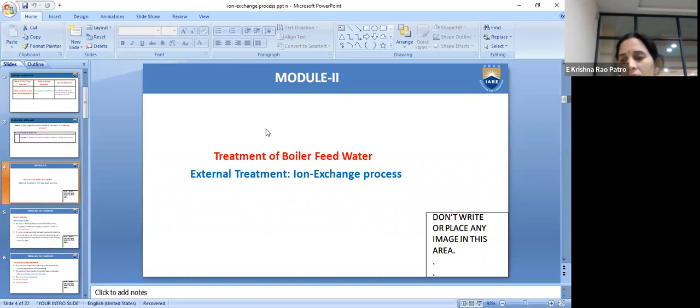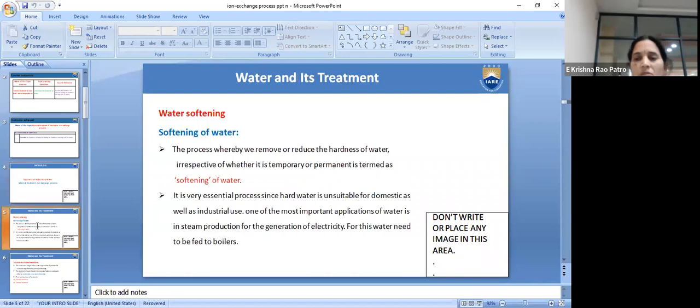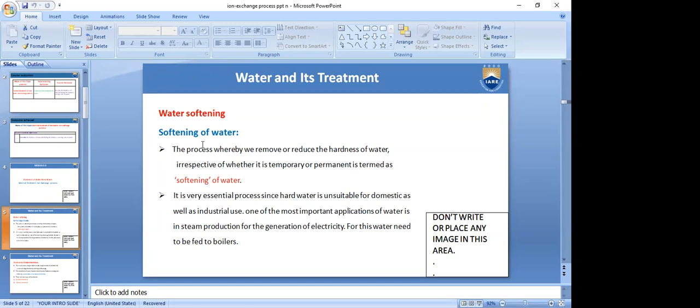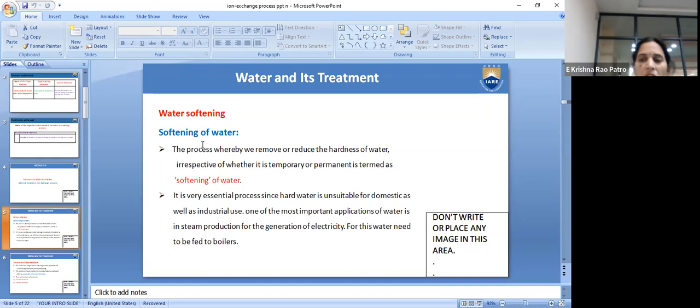So everyone wrote? So what are we going to discuss? Ion exchange process. First we have to know what is softening of water. Do you know what is hardness of water? How do you know that water contains hardness? It is a characteristic of water: it prevents lathering with soap. That is known as hardness of water.